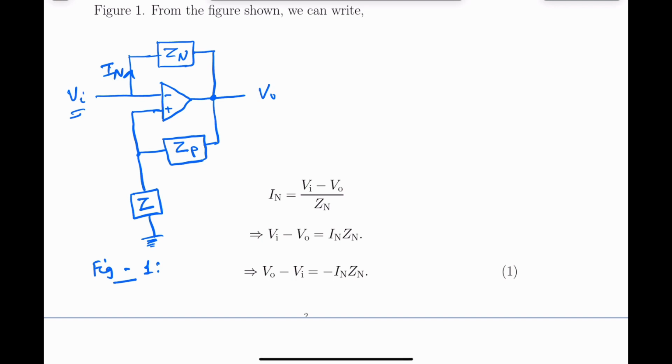So that if here at the non-inverting input the potential is also equal to Vi, because the potential applied at the non-inverting input is Vi. So the same potential will appear at the non-inverting input also.